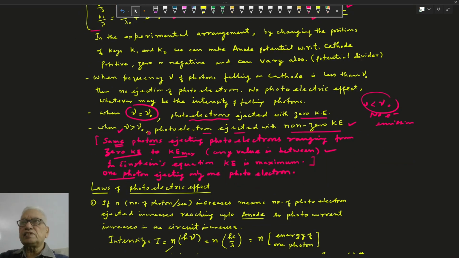Now, if the frequency is less than the threshold frequency, there is no emission of electrons. If frequency is equal to the threshold frequency, electrons are ejected but with zero kinetic energy. If frequency is more than the threshold frequency, photoelectrons are ejected with non-zero kinetic energy. The same photons eject electrons ranging from zero kinetic energy to maximum. The Einstein equation shows the maximum kinetic energy. Only one photon can eject only one electron.